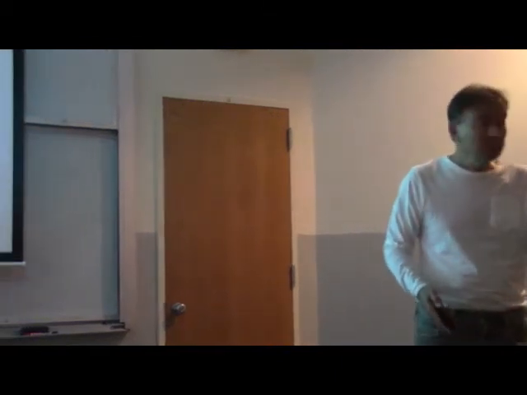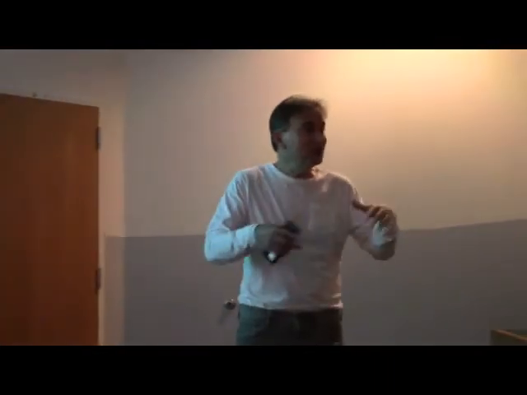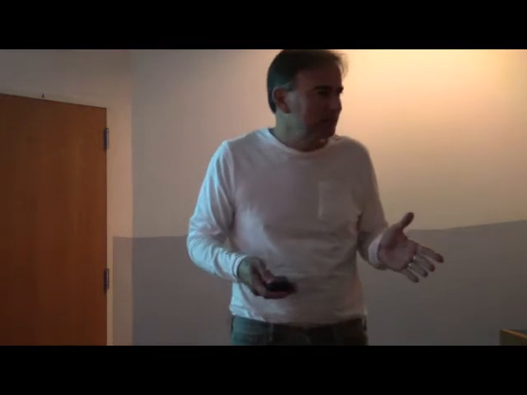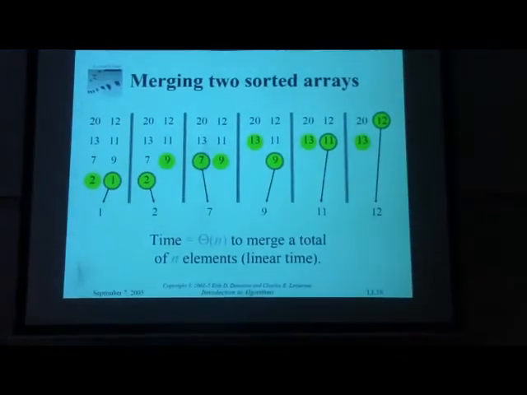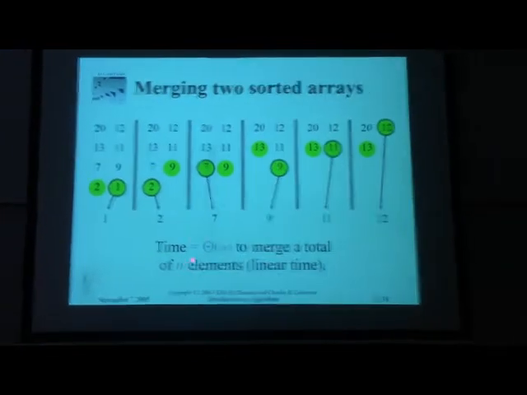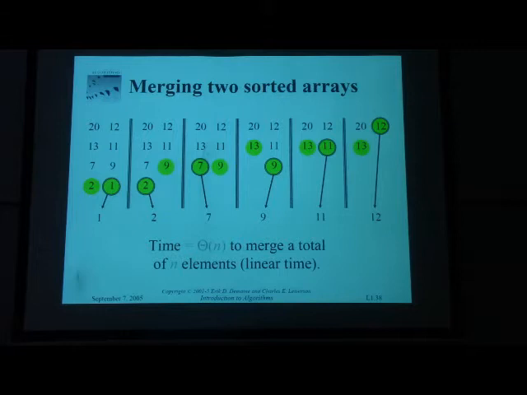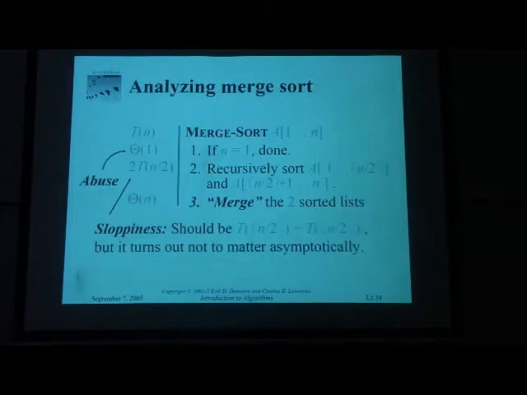Not merge sort, because merge sort is not just merging, it's also recursing. So we're going to be merging at every level. Okay, so time is linear, theta n, to merge a total of n elements. Just think of it as that for each element you're making a comparison. And really that may be the worst case. The only element you will never have to compare is the last element in the arrays, because everybody else is gone, there's nothing to compare it to.